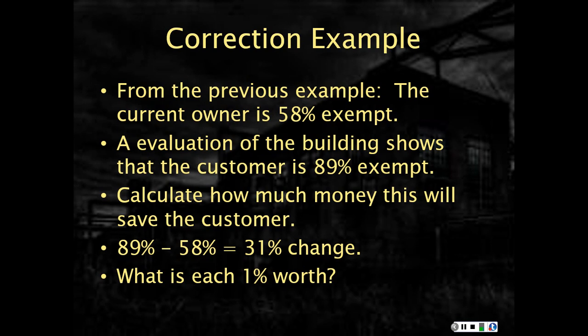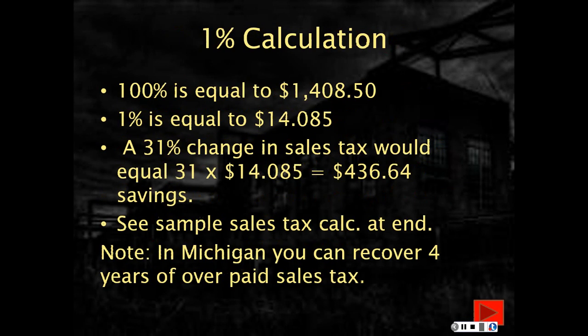So what I really want to know is what's each 1% worth in changing their sales tax exemption? Well, if 100% of their sales tax was equal to $1,408.50, each 1% of that is $14.08. So a 31% change in sales tax would equal 31 times the $14 and some odd cents per 1% change. So that 31% change would equal $436.64 savings on that month's utility bill.